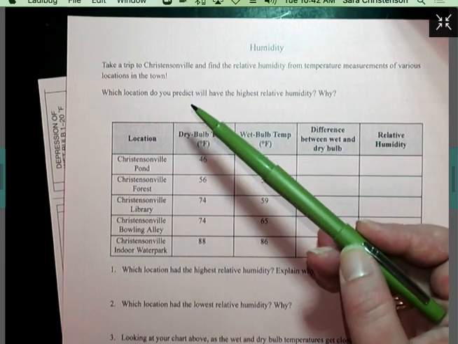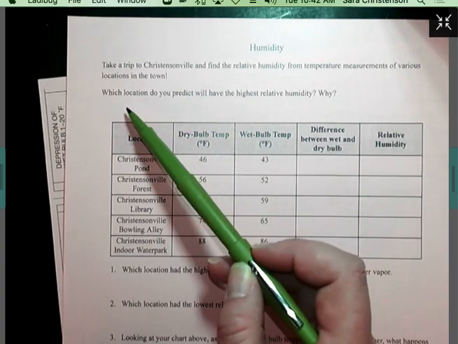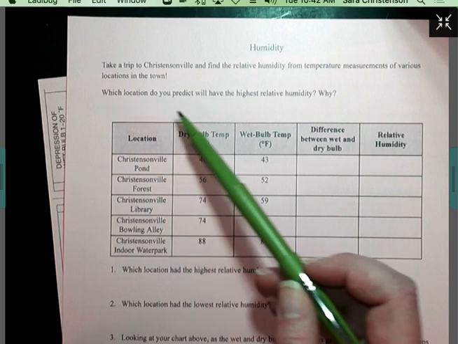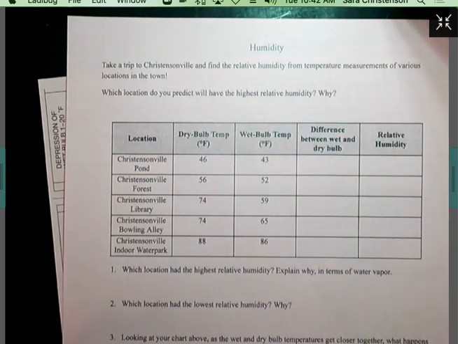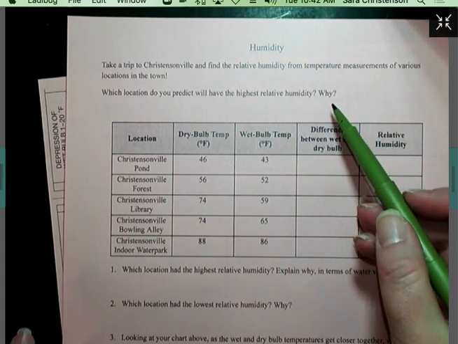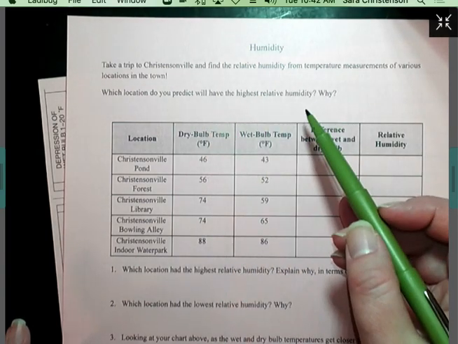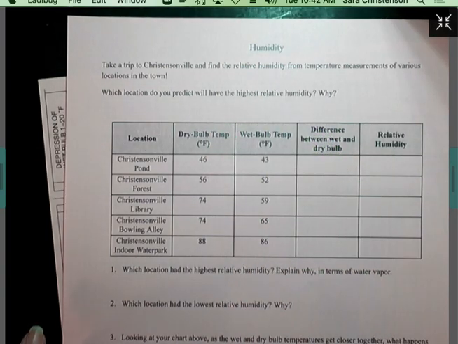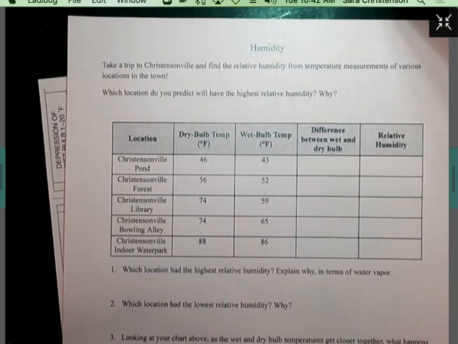Before you start actually working out the problems, I want you to make a prediction. Which location do you predict will have the highest relative humidity? Which one do you think will have the highest percentage of moisture in its air? And give me a short reason why, okay? So you're going to take your best guess, and tell me why. Then you're going to use this chart to figure out the relative humidity of these 5 locations. There are 7 questions to answer. This is your task to get this done before I see you in class tomorrow. I do not mind if you work together, but this is what I need to have happen.